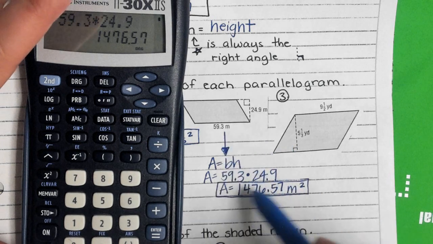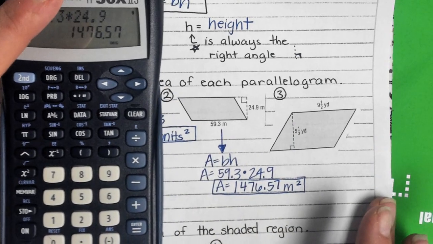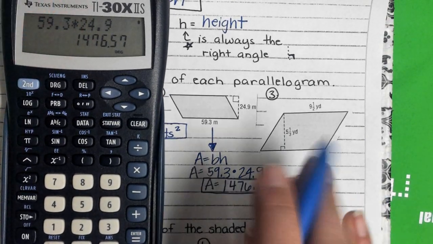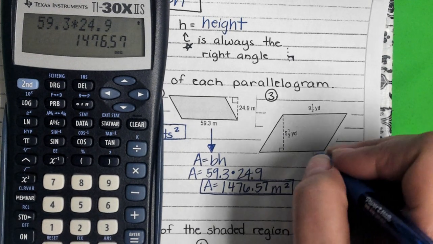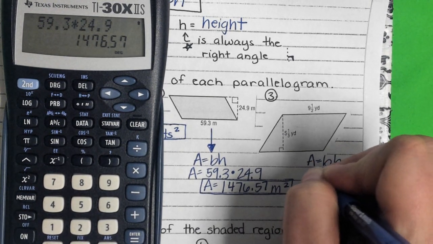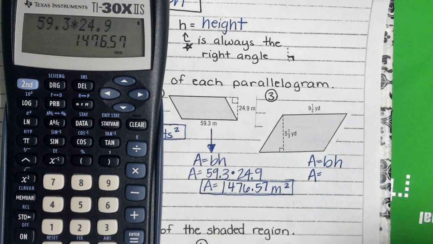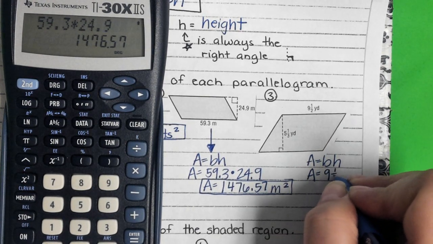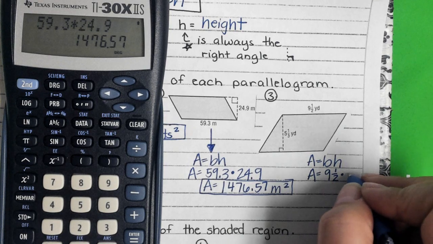Any questions on this so far? Okay, now I'm really going to blow your mind. Let's look at our next parallelogram. First line is my formula. What is my base on this parallelogram? 9.5. Yes, 9 1/2. And what is my height?